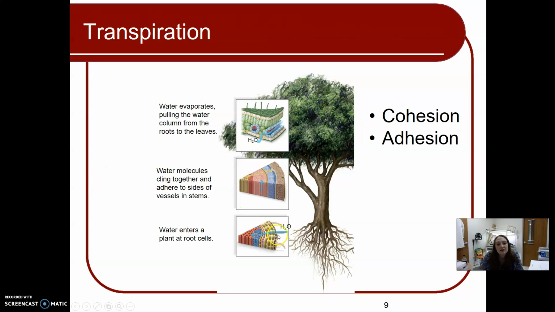So it's traveling from the roots up the trunk through the xylem vessels, up into the leaves, and water evaporates from the leaf. So water is nourishing the cells all along the way, but some water actually evaporates from the leaf.